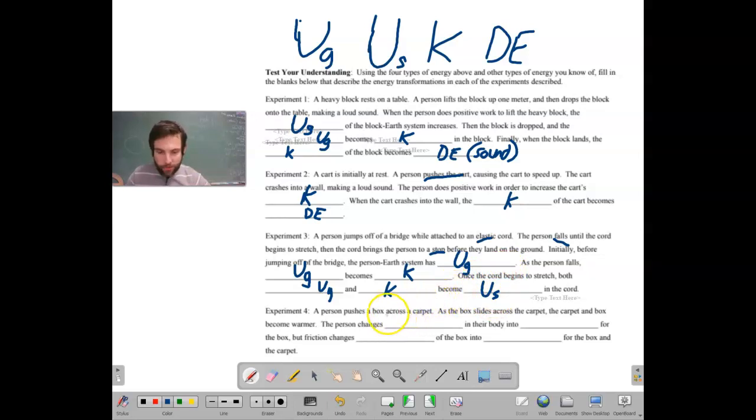Last one for this, a person pushes a box across a carpet. As the box slides across the carpet, the carpet and the box become warmer. So we know there's friction involved, and friction is going to dissipate energy as thermal energy. The person is changing blank in their body. What kind of energy comes from their body? Ooh, it's not listed up there.